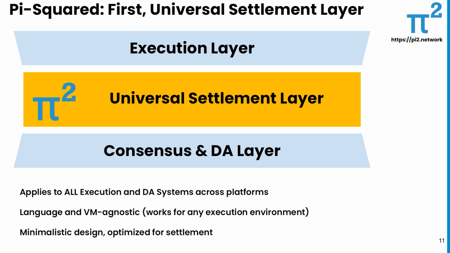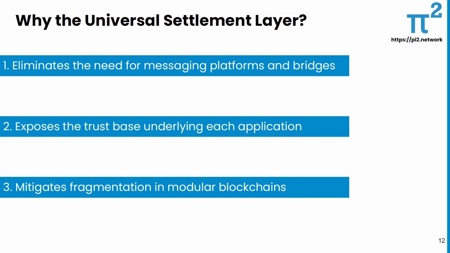So there are many use cases in the area that can be implemented using our tech, so-called proof of proof. What we started doing recently is building a product called Universal Settlement Layer. Universal Settlement Layer is a component in the modular blockchain space. It sits between the execution layer and the consensus or DA layer. It allows us to eliminate the need for messaging platforms and simplify bridging for cross-chain applications. We can reduce the trust base for quite complicated modern infrastructure, so we'll talk about it slightly later. We can also mitigate fragmentation between applications that would like to use different DA layers.